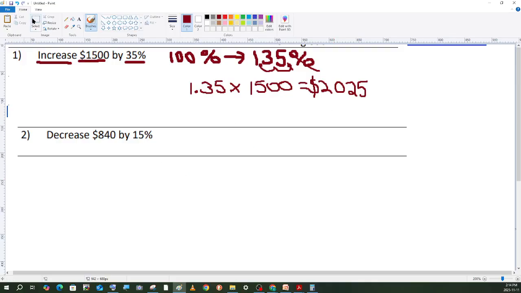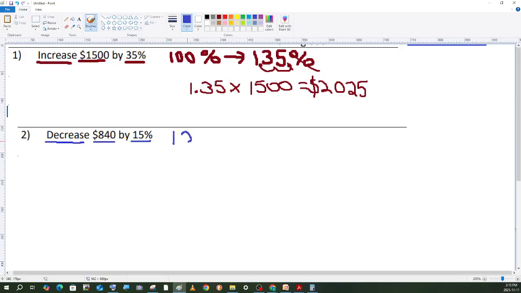Let's go ahead and tackle number 2 now. You can tell that this won't be exactly the same as the last question we did, because this one is now dealing with a decrease. Decrease means this percent is going to be subtracted from 100, and then we'll convert that to a decimal and multiply by 840. So if we're going down 15%, that means we're starting with 100. We're minusing 15 in this case.